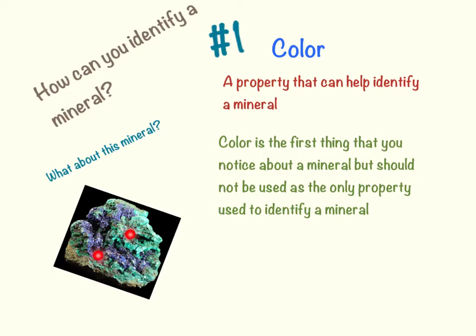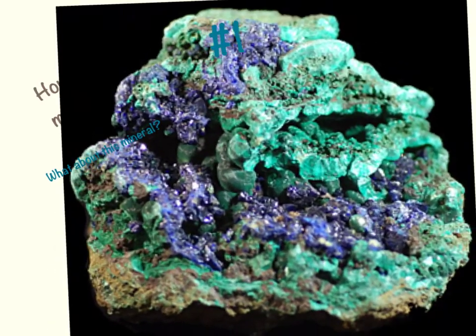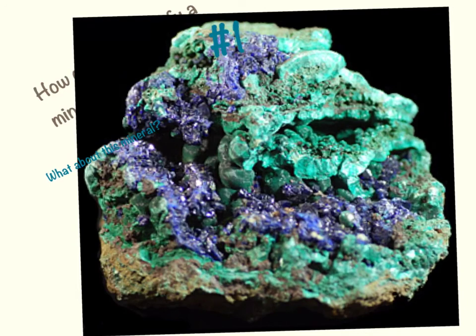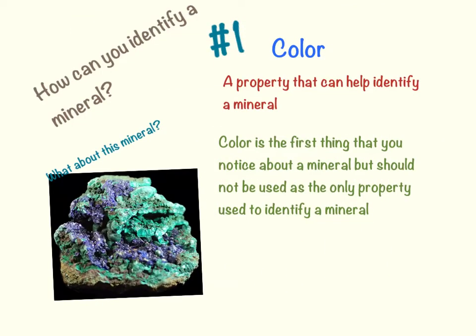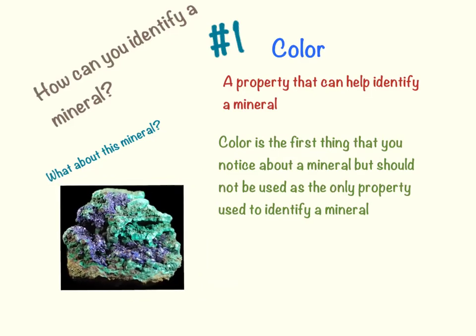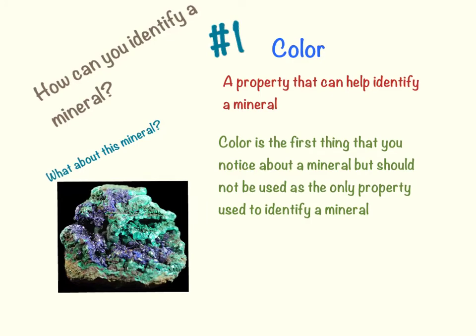So let's take this mineral for example. Now looking at this mineral, you can observe more than one color, and that's the problem. It's greenish blue and it's purple blue, so it's hard to say what mineral that is just by identifying one color because it's multiple colors. So color is one way you can use to identify a mineral.